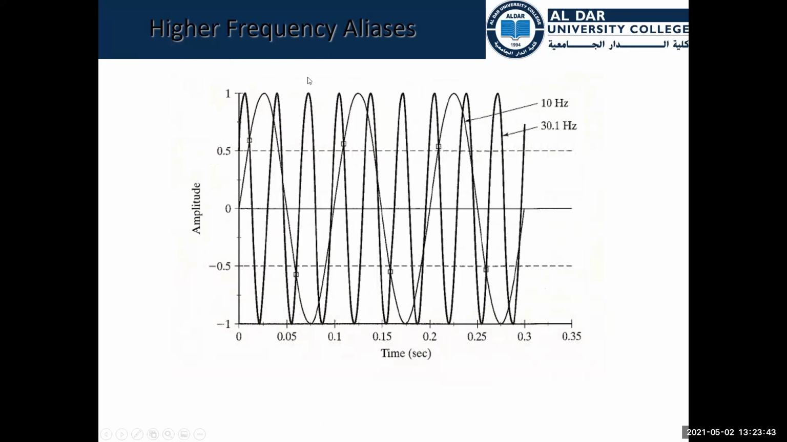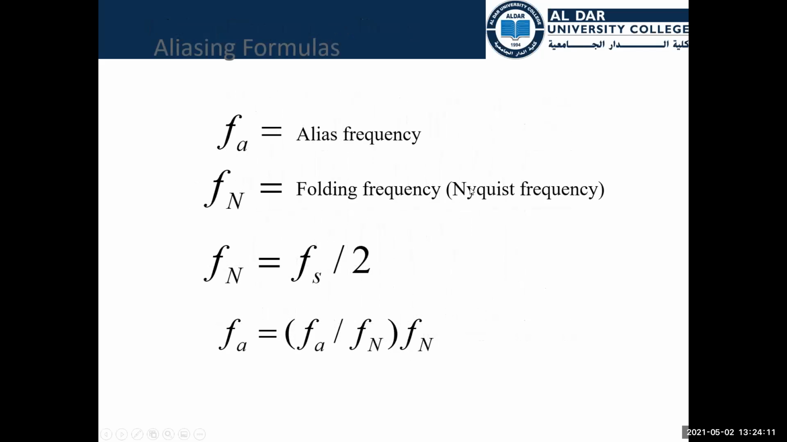If we have a high sampling frequency like this one, 30 hertz, with the original frequency being 10 hertz, this will create a completely different frequency too, and we also don't like to have this frequency. Finally, we have an example here.